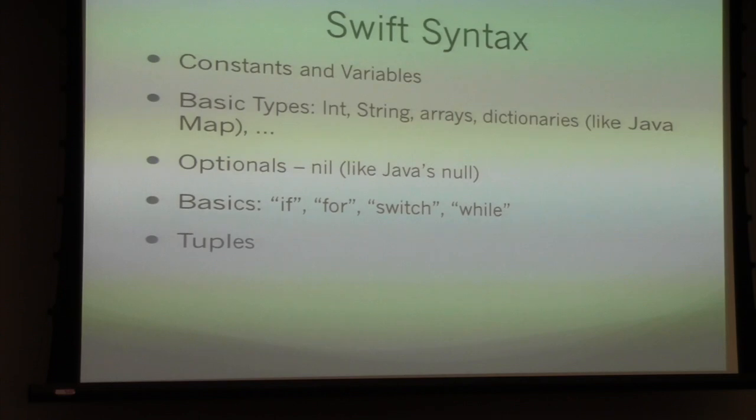All right, so Swift syntax. It has the stuff you'd expect. It's got constants, it's got variables, it's got the basic types like integers, strings, arrays, dictionaries, which in Java speak would be called a map. The common one that I used to use was HashMap. And then it also has optionals, which we'll talk about in depth. This is just an overview. Optionals are how they handle nulls, like Java's null. And the basics, like if, for, switch, while, all that. Tuples, that might be new to some people.